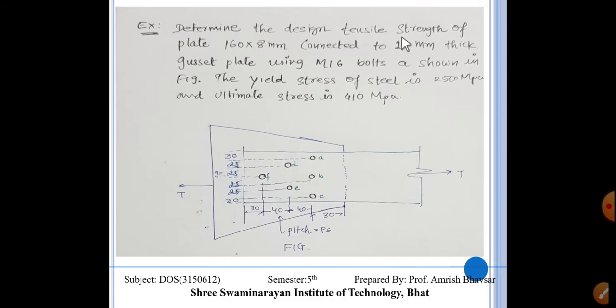Now, for the understanding, I have taken another case, and that case is: determine the design tensile strength of the plate 160 mm by 8 mm connected to a 10 mm thick gusset plate using M16 bolts as shown in the figure. The yield stress of the steel is 250 and the ultimate stress is 410 megapascal.